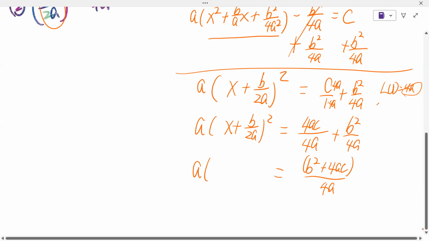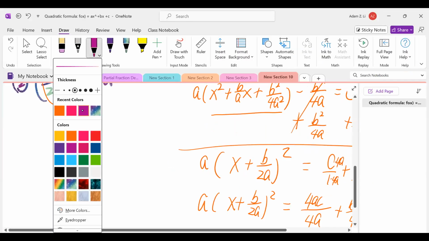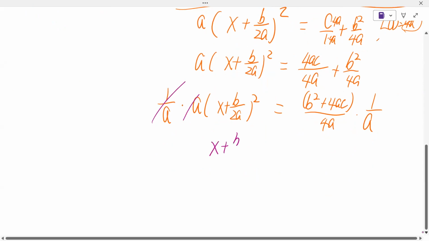Now we're going to get rid of this a in front of this perfect square, right? So you're going to multiply by 1 over a, and the 1 over a and a offset each other, so this cancels. So we end up with x plus b over 2a, squared, equals, simplified, b squared minus 4ac over 4a squared. Okay, almost there.